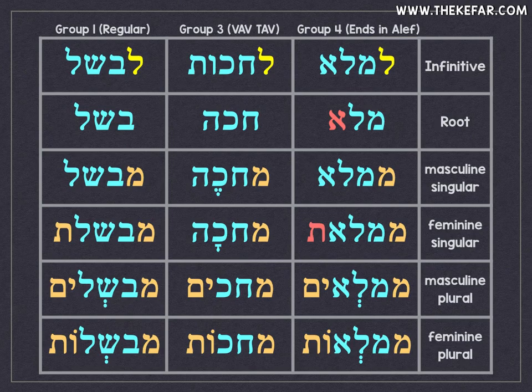So for the regular verb, it was mevashelet, and in the group 4, the ones that end in aleph, it's memalet. So slight difference. Other than that, it is the same exact sound pattern. So mevashel, memale, mevashlim, memalim, mevashlot, memalot. Where we see the difference is mevashelet and memalet.